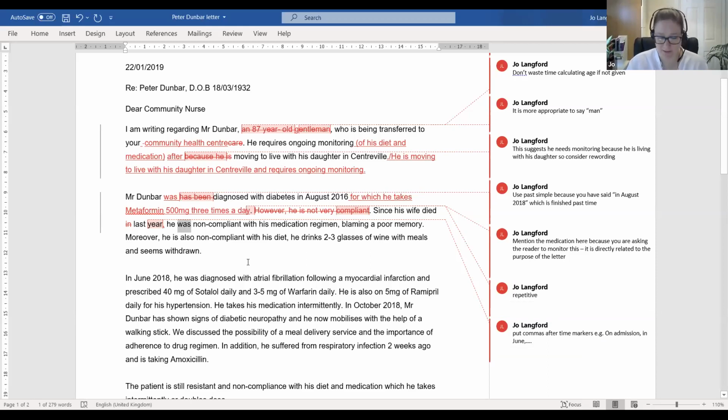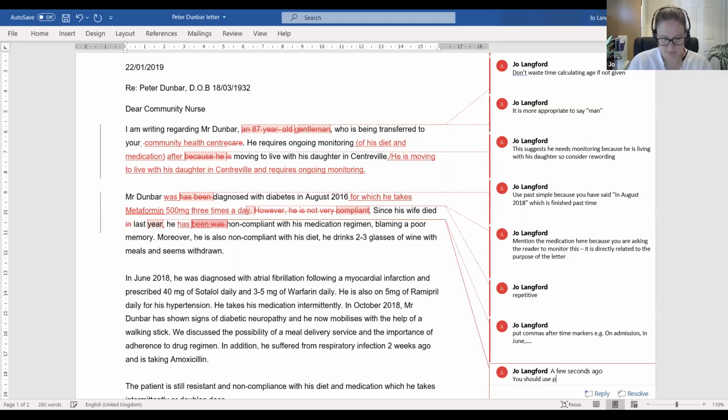Okay, so since his wife died last year, since, because we've got since, he was non-compliant. No, he's still non-compliant now. So we need to use a different tense. What tense would that be? It would be present perfect. So he has been non-compliant with his medication. So you should use present perfect here because you are describing non-compliance which started in the past and continues now.